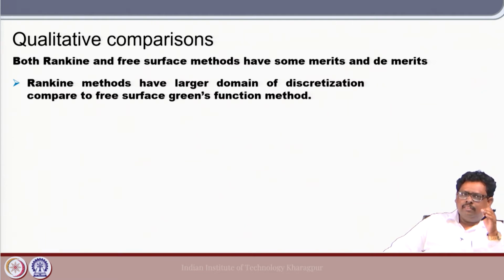So, therefore, this qualitative comparison is only for the Rankine panel method and the frequency domain panel method, because the Rankine panel method you can solve in frequency domain or in time domain, it does not matter. The only difference is that for Rankine you have only 1 upon r, and for the other you have 1 upon r plus the regular harmonic function.